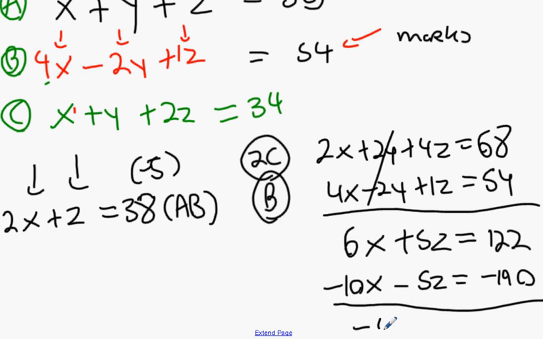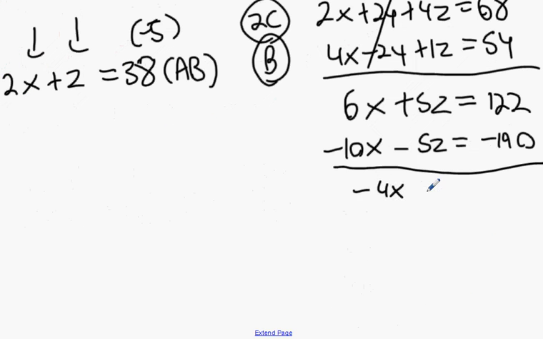I'm going to get minus 4x equals 122 minus 190, minus 68. And then what? Remember, x can't be a number bigger than 30, can it? Because there's only 30 questions in the test. So if you get a number bigger than 30, you're well wrong. So x equals 17. That seems reasonable.